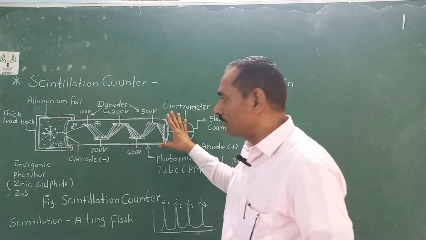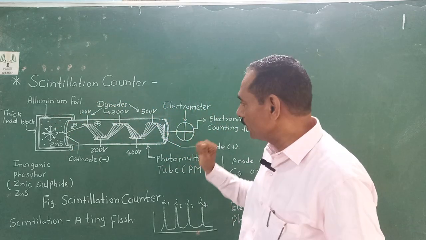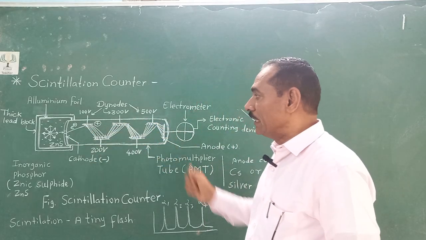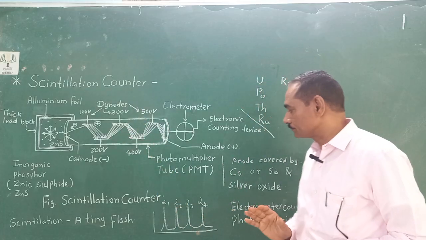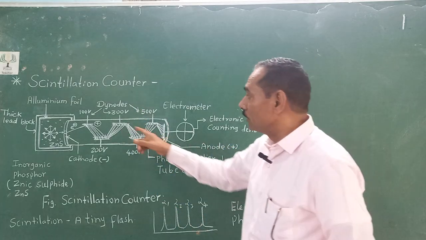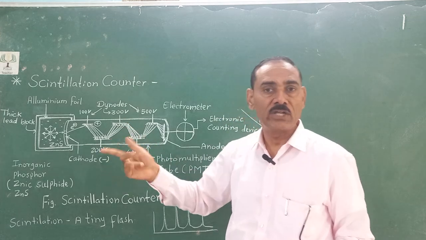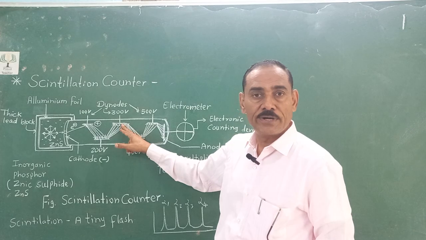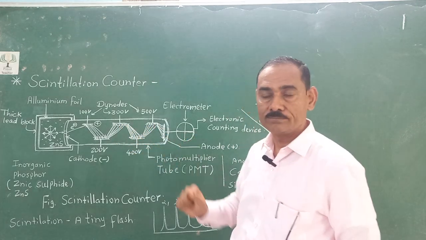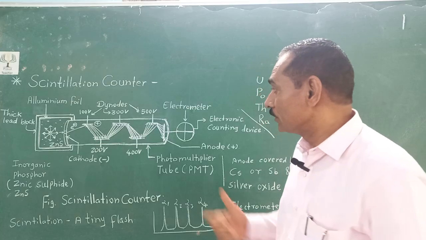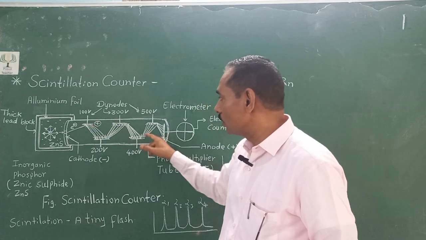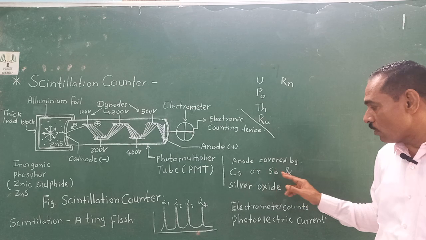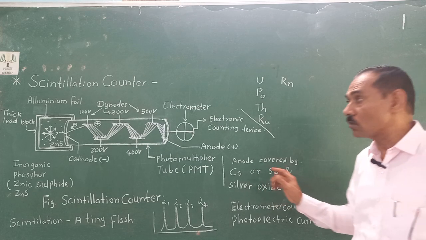The scintillation counter has a device shape in such a way. In the interior, the main part is a photomultiplier tube. Inside the photomultiplier tube, there are diodes fitted alternately. First diode, second diode, third diode, fourth and fifth, and so on. Now, what is the role of the diodes? The diode surfaces are covered by substances like cesium or antimony and silver oxide.